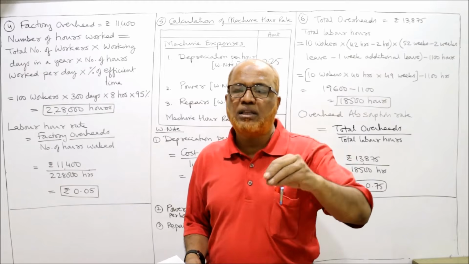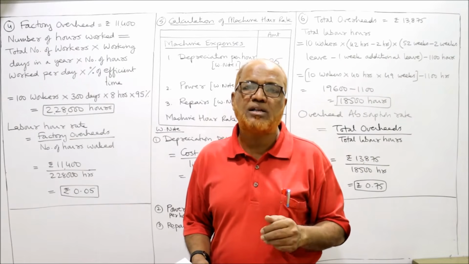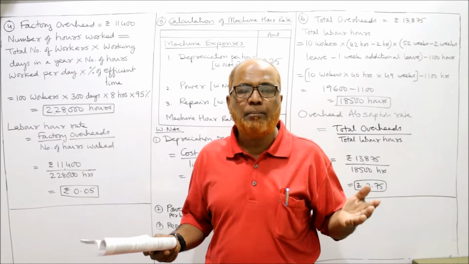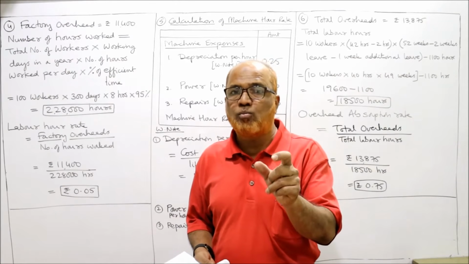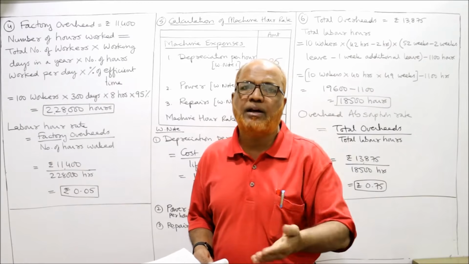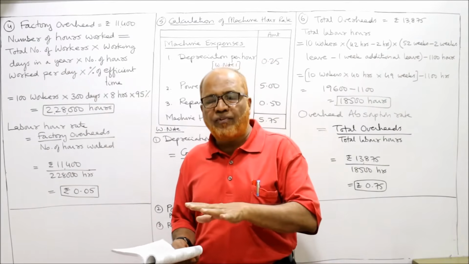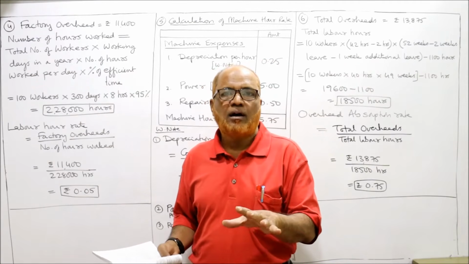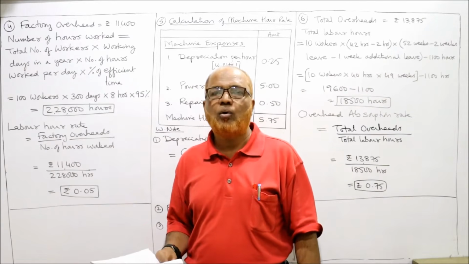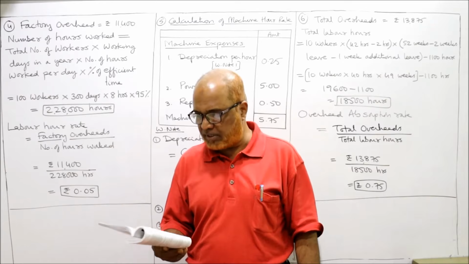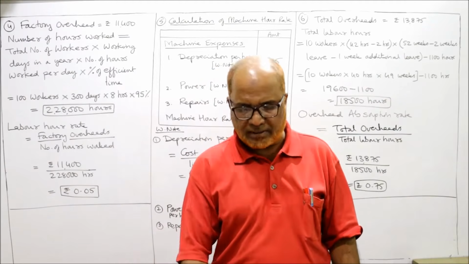Idle time means that we are paying the wages but the worker is not working. The idle time may be normal idle time or abnormal idle time. That we'll discuss more in the labor chapter after completing this overheads. So the workers are not working fully. Out of the total, 5% will be the idle time. Factory overheads are 11,400 rupees and gift to workers 1,000.